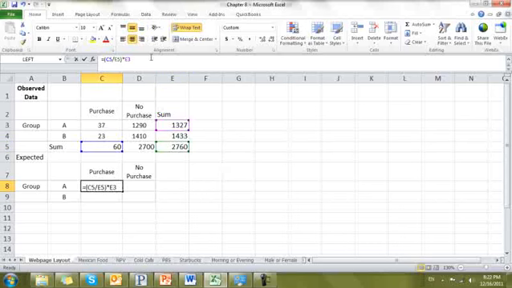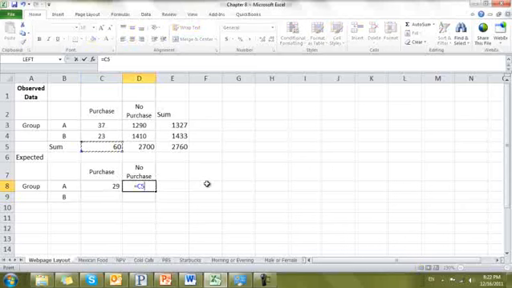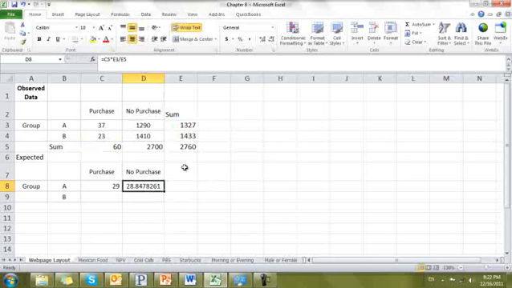Let's take a look at what I did. I took this, I divided it by that, and I multiplied it by this. I could have also said, I am going to take this, multiply it by that, right? And then divide it by the total. You end up with the same thing. This divided by that, then times this, is the same as this times this divided by that. Nice law of multiplication.